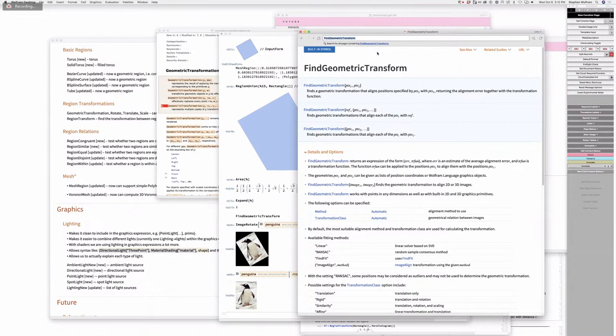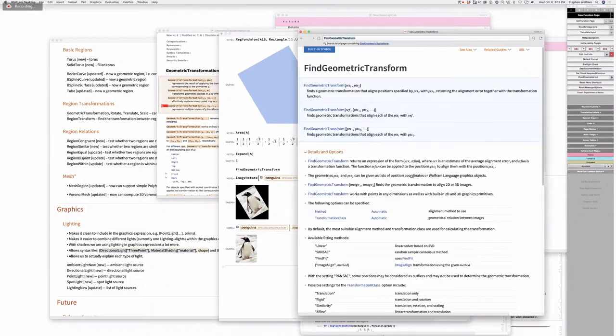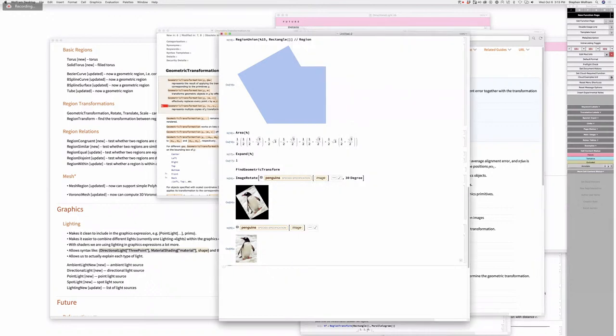Okay. Can I find the transformation between these two penguins? Well, you have to get key points. You have to get points, first of all. I see. So this function, geometric transform, only deals with lists of points. Yes. Is there a function that deals with images? Fine geometric transform works on images. It doesn't say that here. In the notes, right? No, that one down there, which it does, that's not right at all.